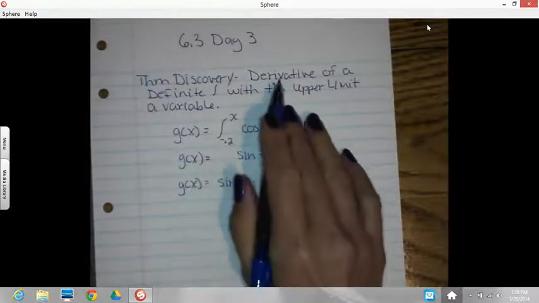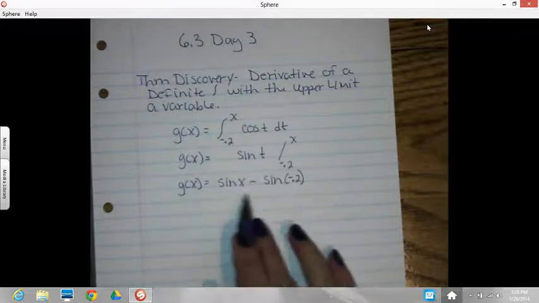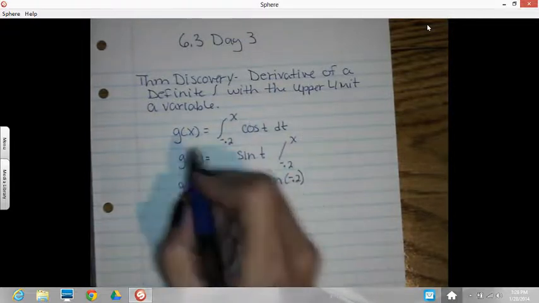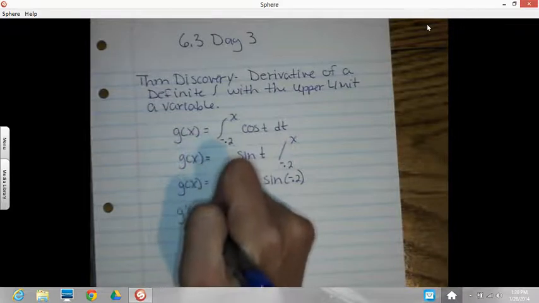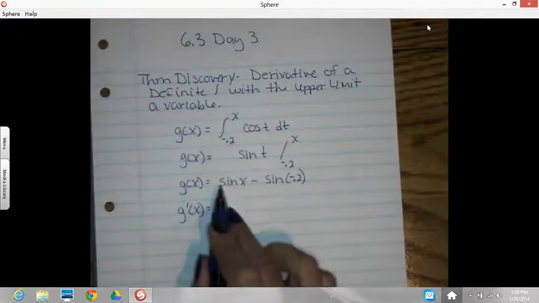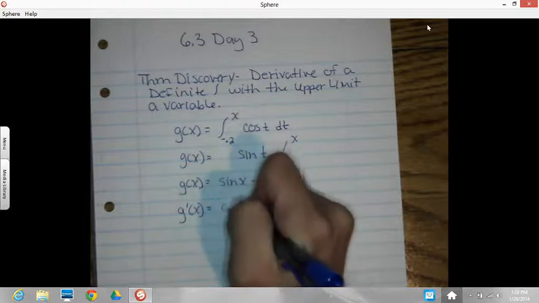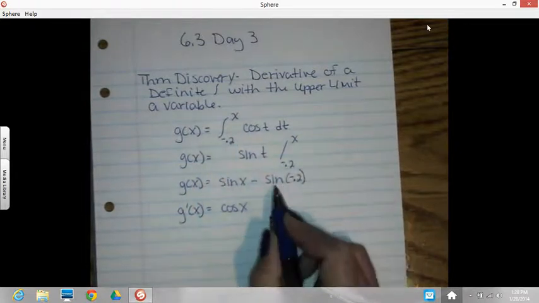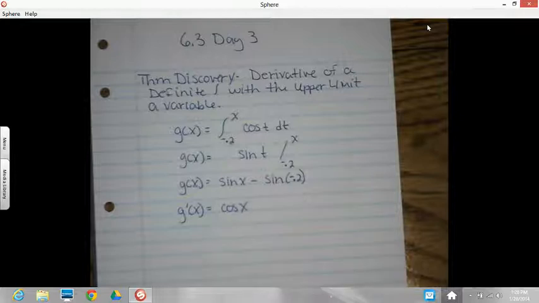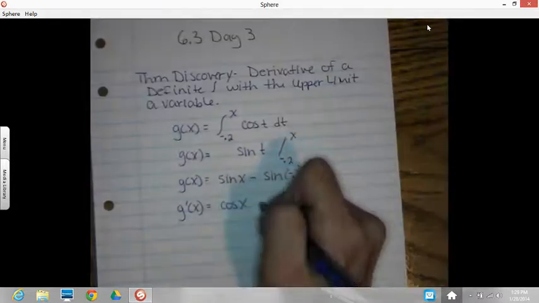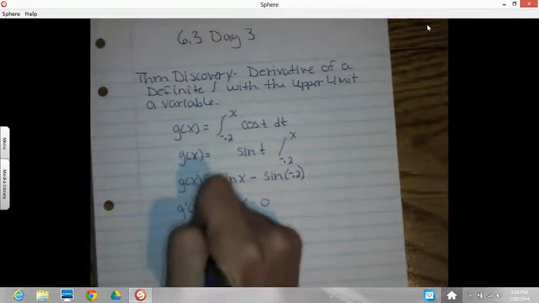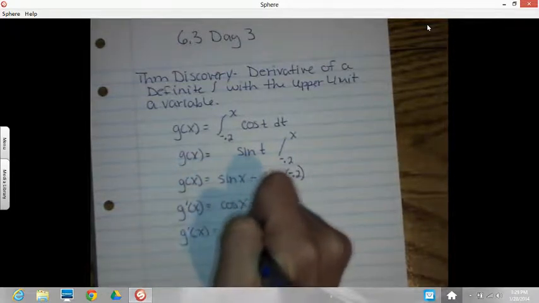Now I want the derivative of this definite integral function. So now I want to do g prime. So derivative of sine of x is cosine x. This is a constant. I didn't actually work it out on my calculator, but the sine of negative 0.2 is just a number. Sine negative 0.2, negative 0.1986, but the derivative of any constant goes to 0. So my g prime function is cosine x.